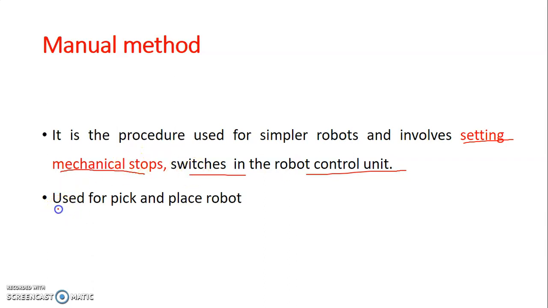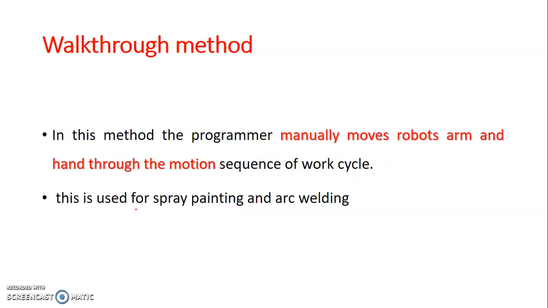Generally this is done for pick and place robots. A pick and place robot means the robot is going to pick something from one place and place it at another place. It will pick the object from one place and place it at another place. That is called a pick and place robot. Generally this manual method of programming is used for simpler, pick and place type robots.